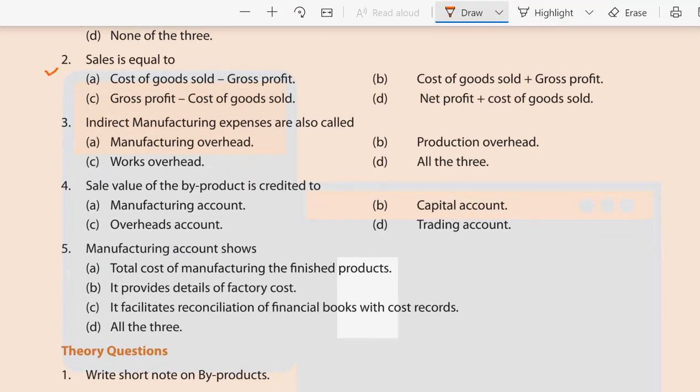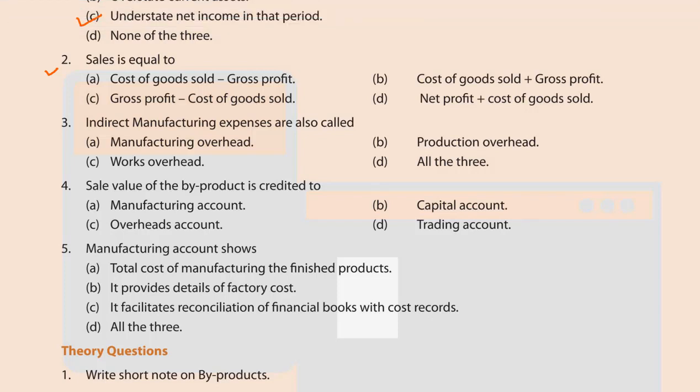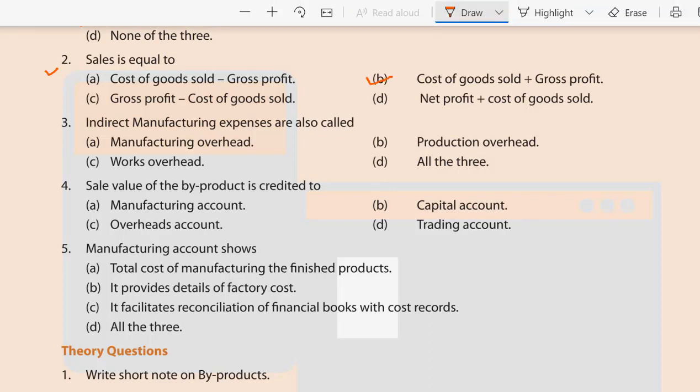Next question. Question 2. Sales is equal to A. cost of goods sold minus gross profit, B. cost of goods sold plus gross profit, C. gross profit minus cost of goods sold, or D. net profit plus cost of goods sold. It is B. Sales equals cost of goods sold plus gross profit.